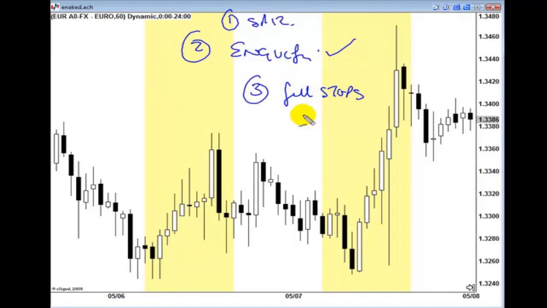Now, a full stop is a very attractive candle pattern because it allows us to get into a trade with a tiny stop loss. It normally occurs after a very powerful trend. So we want a very strong trend.